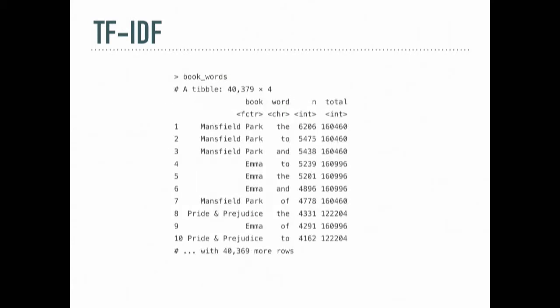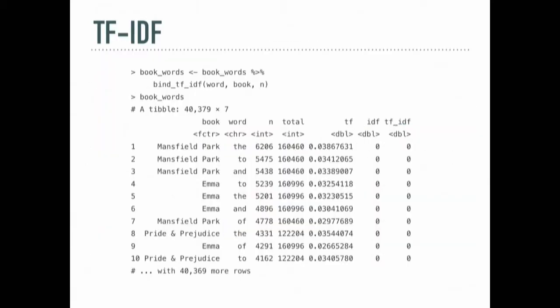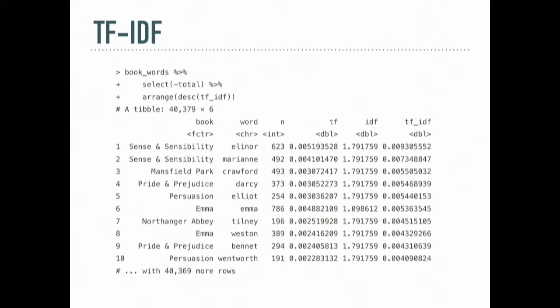We can calculate term frequency. I'm just going to go through that really fast. So here, the tidytext package contains an implementation of calculating TF-IDF using tidy data principles. Here you see TF is the term frequency, and then notice IDF there. Notice that it's 0. That's because all 6 of Jane Austen's novels contain the words the, to, and so forth. Instead, we can take this data frame and arrange it so that we see the words with high TF-IDF. These are the highest TF-IDF words in Jane Austen's novels.